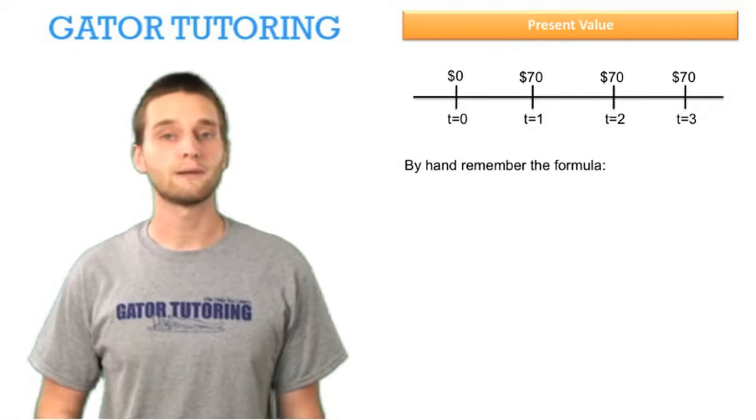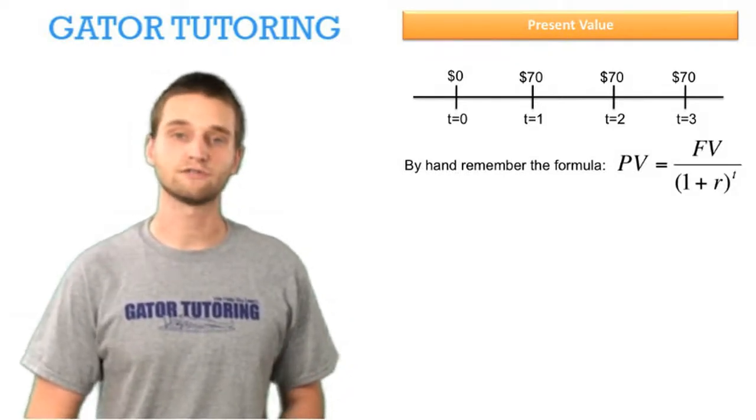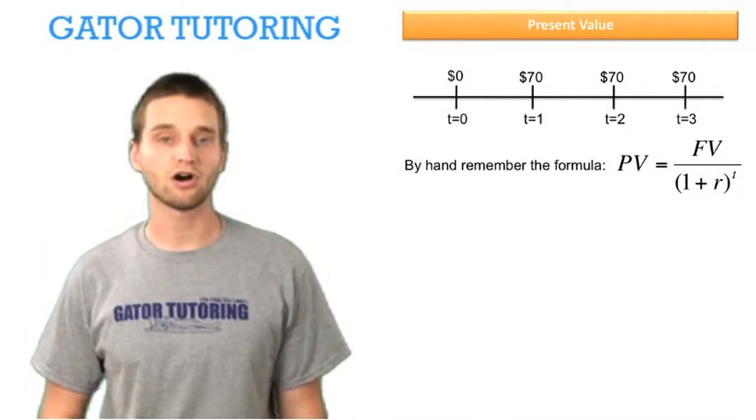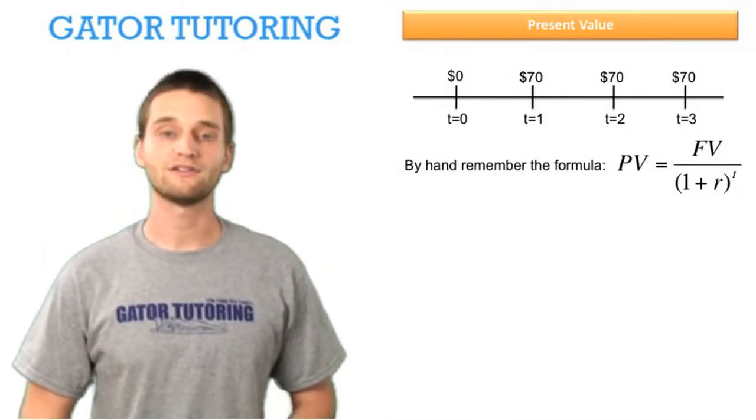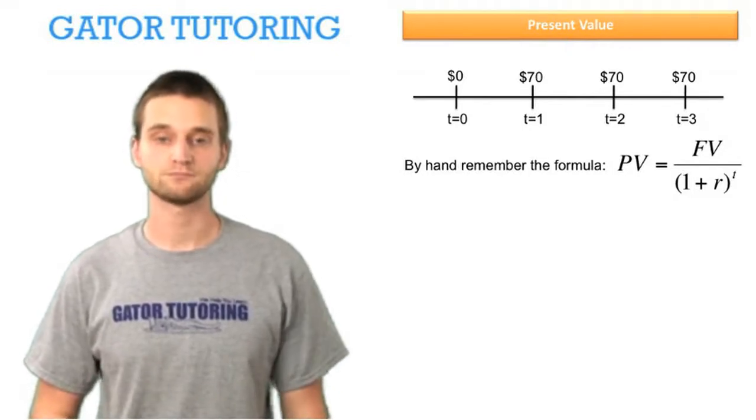Now here's our timeline again of our cash flows, and we can calculate this by hand. By hand, we need to remember the formula. The present value of a cash flow is its future value divided by 1 plus r, the interest rate, raised to the t, where t is the time period in which that cash flow occurs.